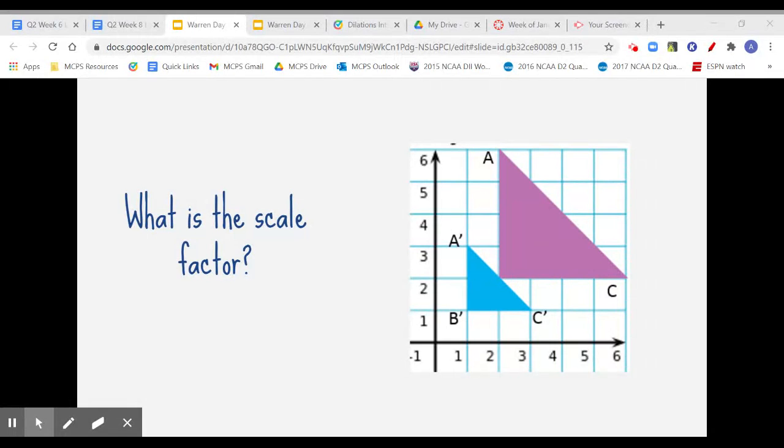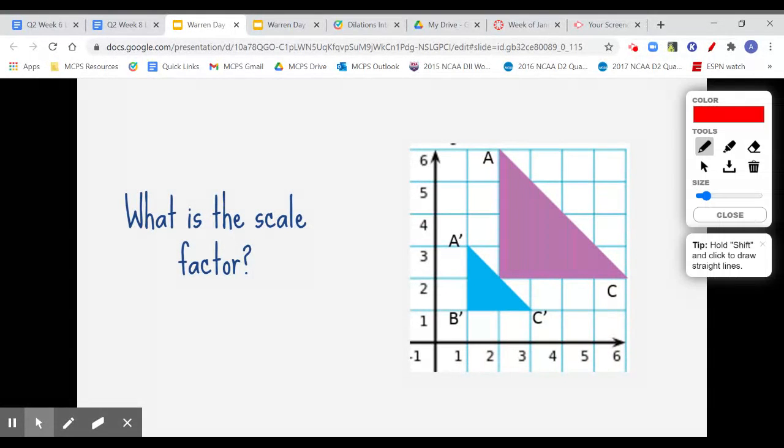Now, from class, you should have learned that a dilation is a type of transformation. It is a non-rigid transformation, which means that the shape is going to change sizes. So essentially a dilation is when you have the same shape, but it has changed size to be either larger or smaller. Now, because of that, we can categorize dilations into two types, one being an enlargement and the other being a reduction.